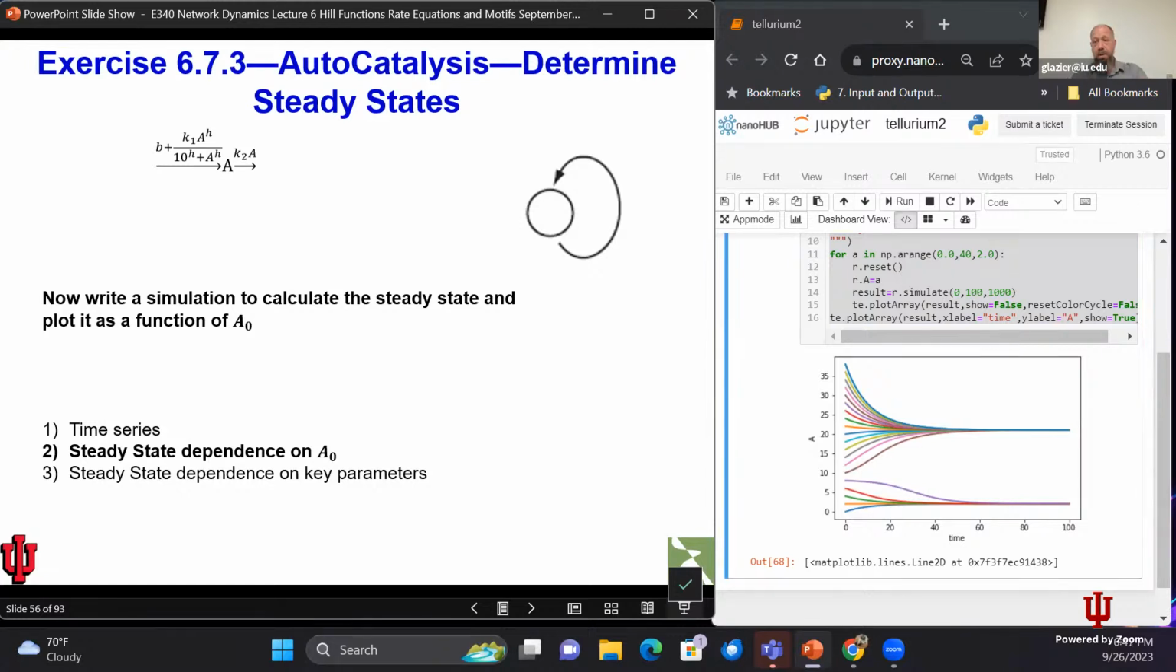So now what I would like you to do is calculate the steady state value of A and plot it as a function of the initial value of A. And in this case, I would probably suggest that you don't use getSteadyStateValues, although you could try. So I want you to plot on the x-axis the initial value of A, and on the y-axis, the steady state value of A. And you probably want to use the code that we wrote earlier, not the code that I just showed here.